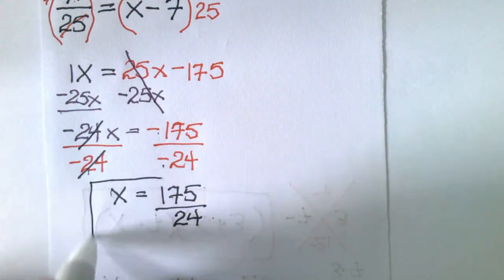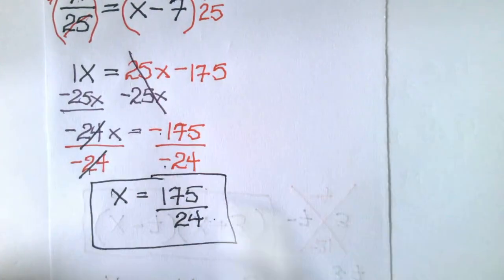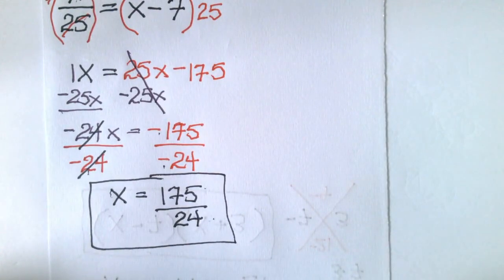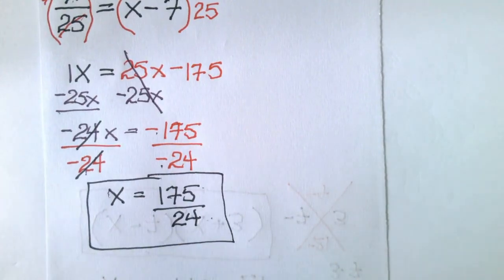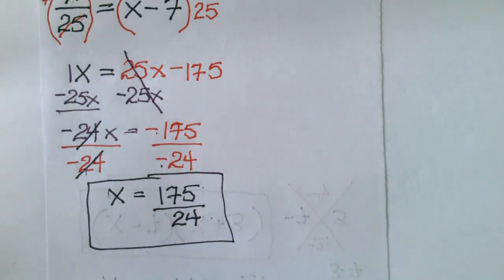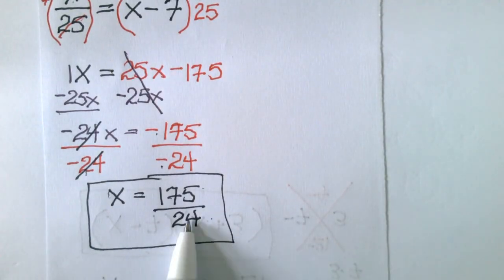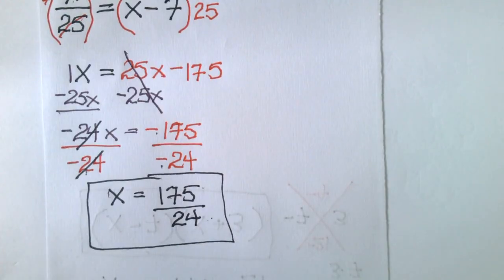So unless you have a calculator, that would be like our improper fraction. Okay? So if you look at your answer choices and you know that you have fractions, see if you have an improper fraction. If not, if they have it as a mixed number, you're going to have to do the division. Okay?